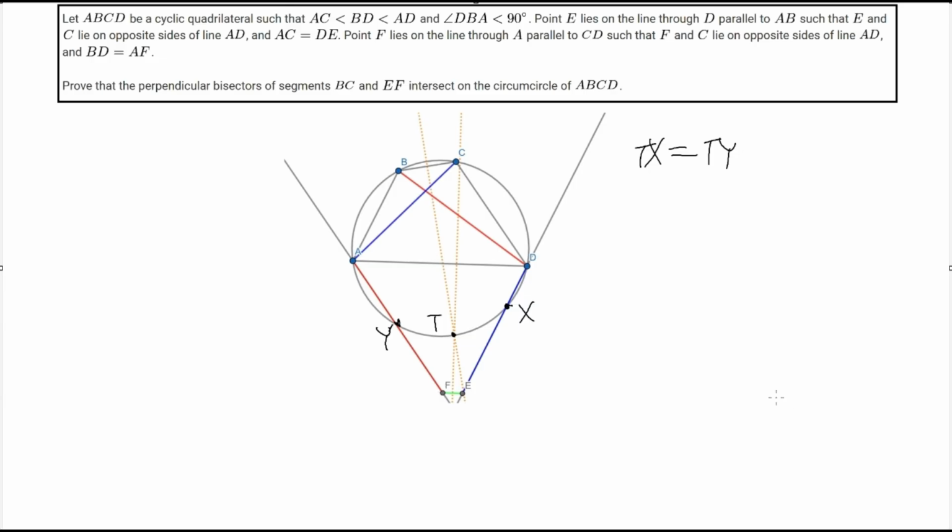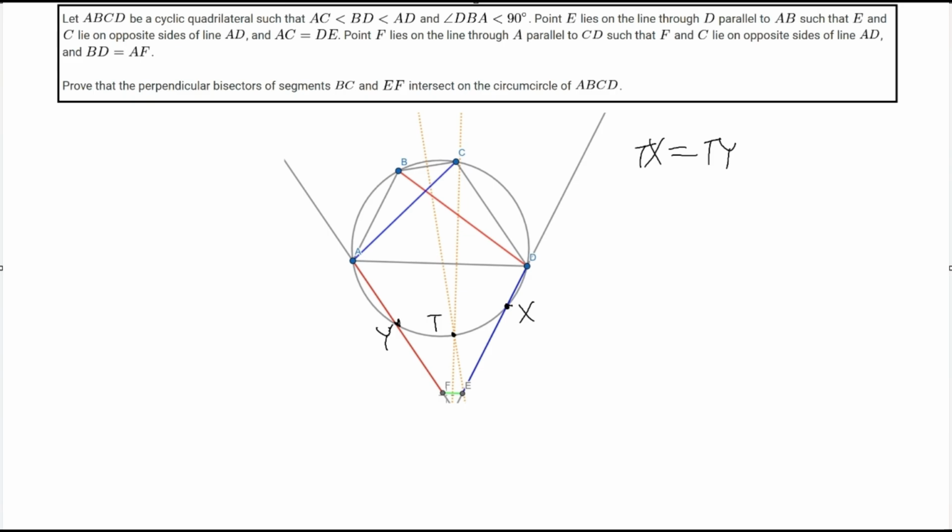So let's see what we can do. Well, we definitely don't want to use TE equals TF because then we're just going backwards. So let's see if we can use TY equals TF or TX equals TE in some way. Or we can use TY equals TE or TX equals TF.